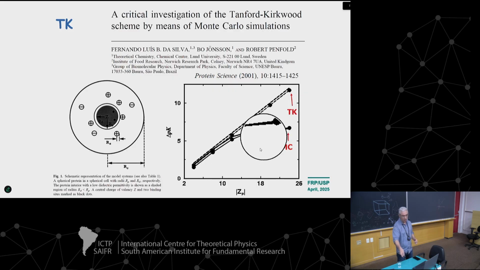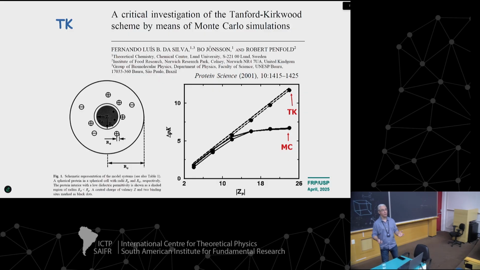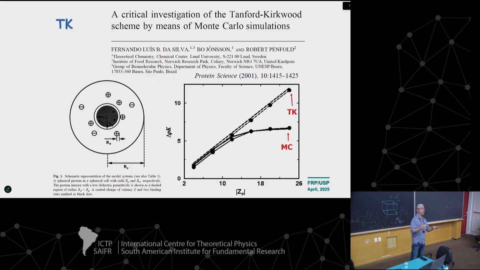When you start to increase too much the charge, then you see a departure of the results. So you can do a little bit better if you have the nonlinear version of the Poisson-Boltzmann instead of the simple Debye-Hückel approximation. So if you're working with proteins or under pH conditions where the charge of your proteins is not that big, the Debye-Hückel is particularly good.